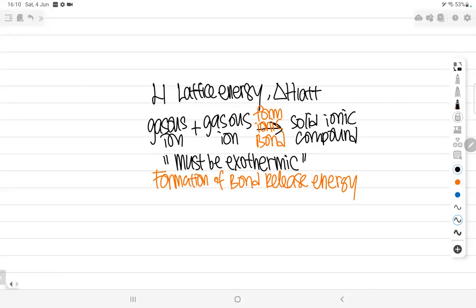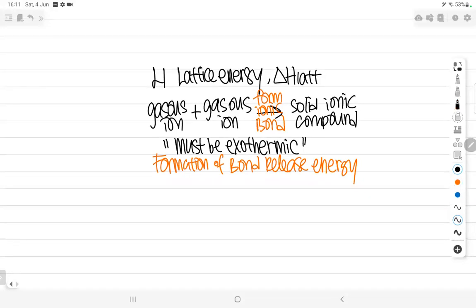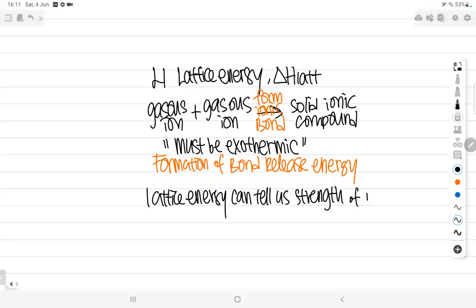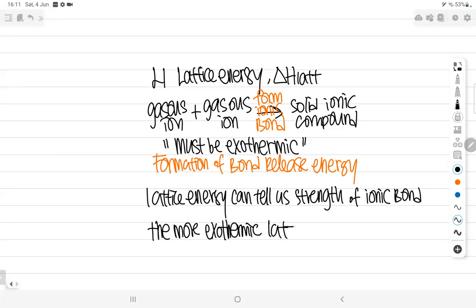I also mentioned in the last lesson that lattice energy can tell us the strength of the ionic bond, whether the ionic bond is strong or weak. What's the logic here? The more exothermic the lattice energy, meaning the more negative it becomes, the stronger the ionic bond. So that's everything we learned.